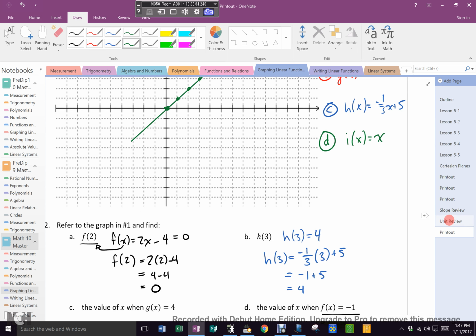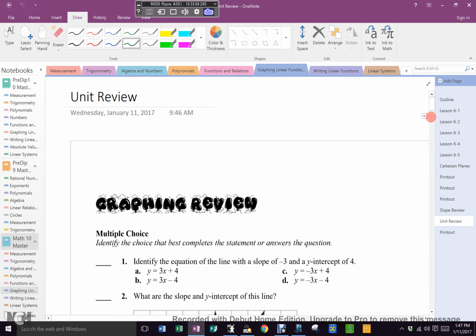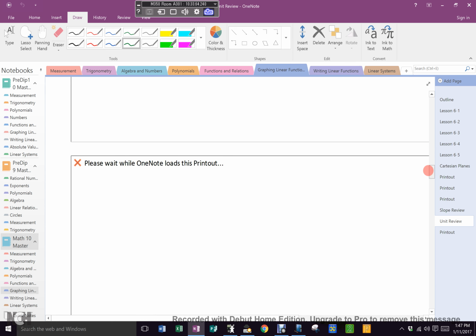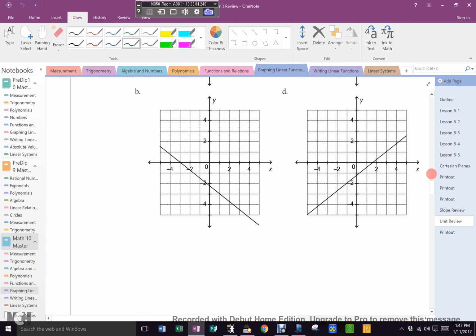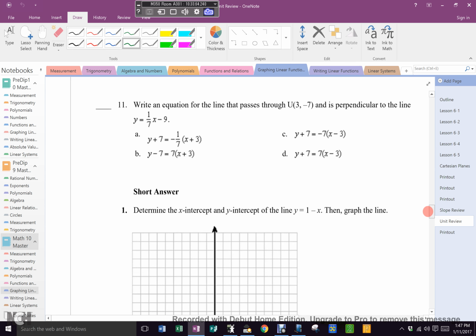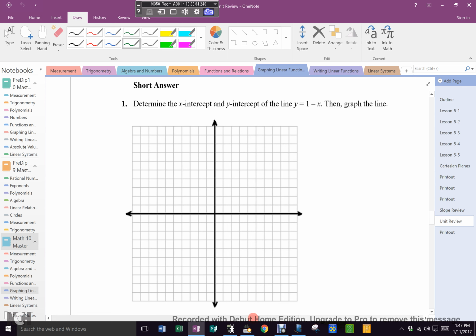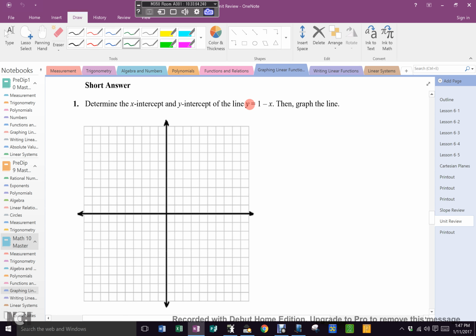All right, and the other thing that was wanting to be done was the short answer questions here. Okay, there's the first one. I need to graph this line right here. So, y equals 1 minus x is the same as y equals -x plus 1.